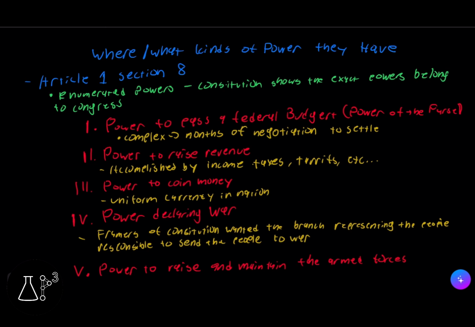Our third power is the power to coin money. And this is good because it leads to uniform currency in the nation. Our fourth power is declaring war, and the framers of the Constitution wanted the branch representing the people to be responsible for sending the people to war. And our fifth power is to raise and maintain the armed forces.